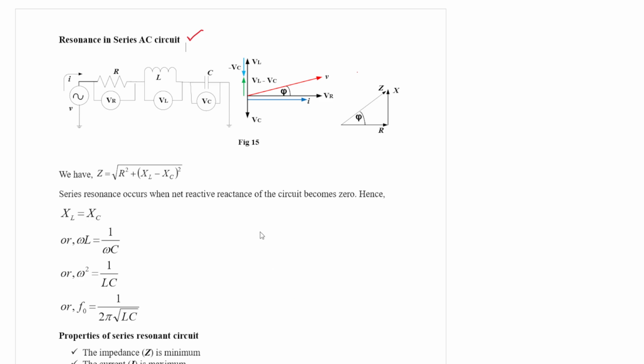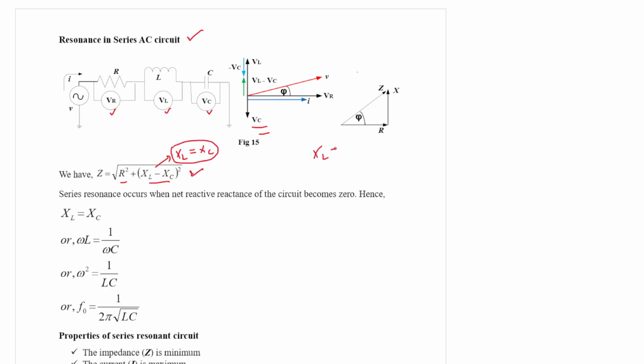Series RLC circuit where VR, VL, VC are the three voltage drops across individual elements. So this is the phasor diagram. So this is the impedance, which is the square root of R square plus XL minus XC whole square. Now if by some means or by some reason XL becomes XC, it can happen. How?